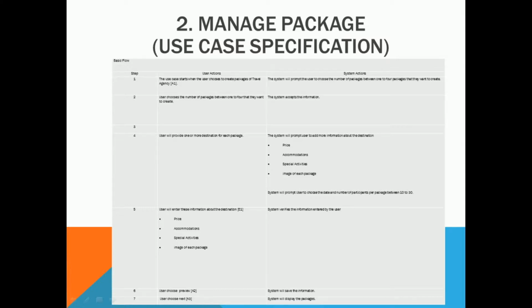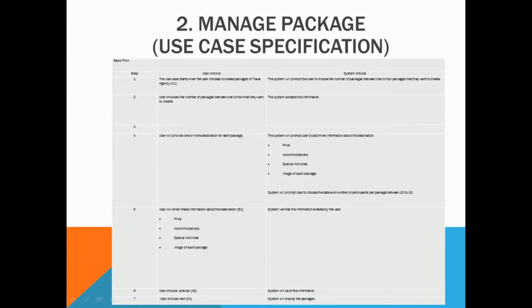Okay. The first step is the use case starts when the user chooses to create a package of the travel agency. The system will prompt the user to choose the number of packages, between 1 to 4, that they want to create. Let's say the user chooses 2, and the system accepts the information. The user will provide one or more destinations for each package. The system will prompt the user to add more information about the destination. The information is price, accommodation, special activities, and image of each package.